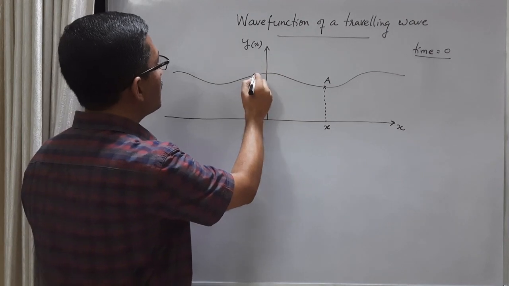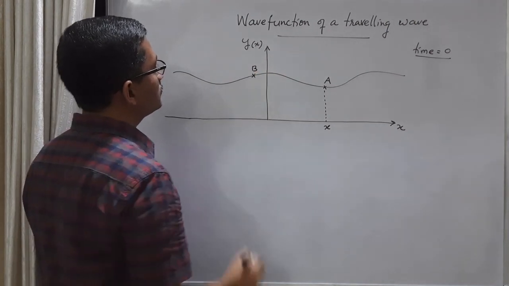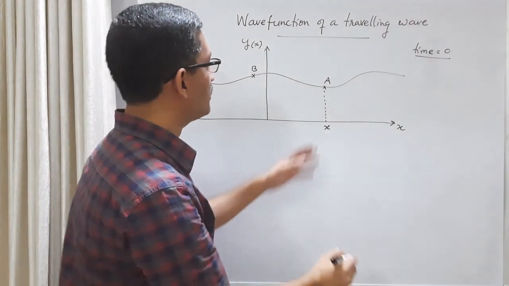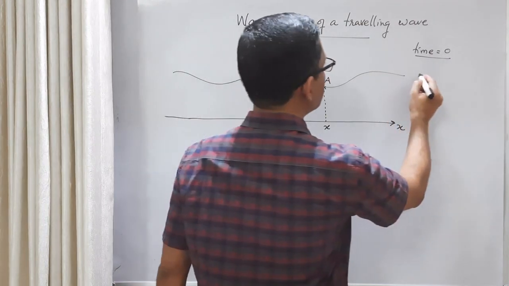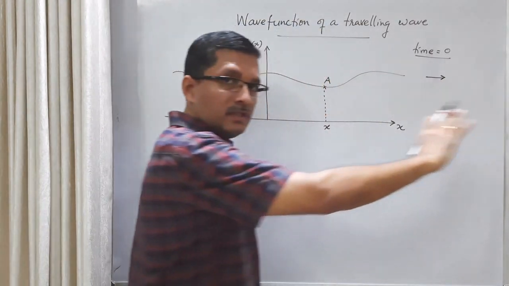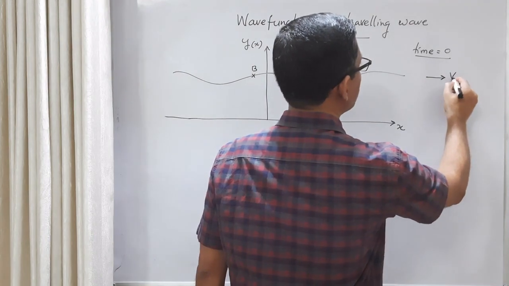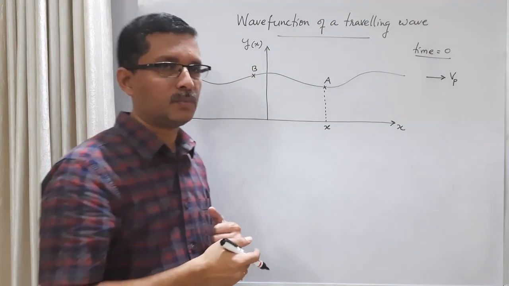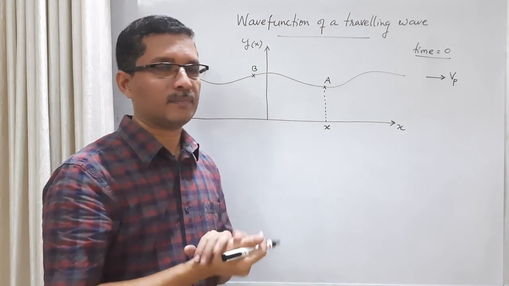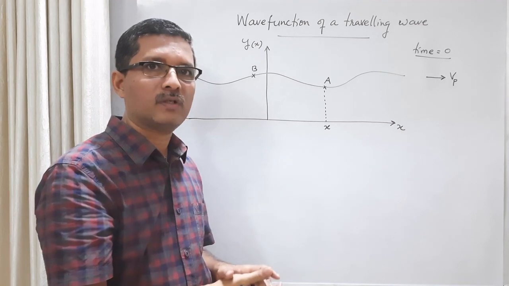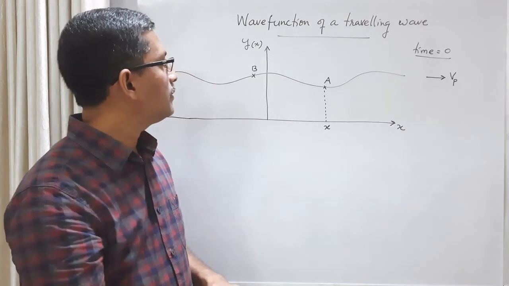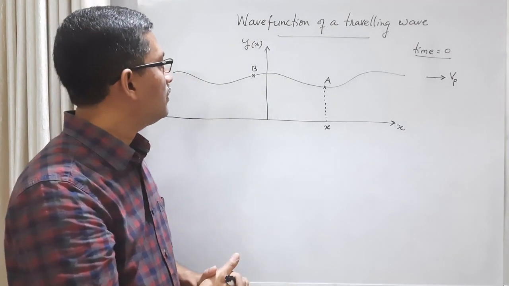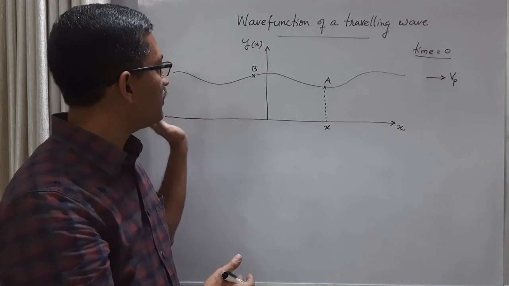Let me consider another point here, let us say B, which is at some distance behind this point A, and this entire wave is moving towards positive x direction, towards right, with a phase velocity Vp. Suppose Vp stands for phase velocity. We will explain what is phase velocity a little later. So let us say it is the wave velocity. So the wave is traveling like this.